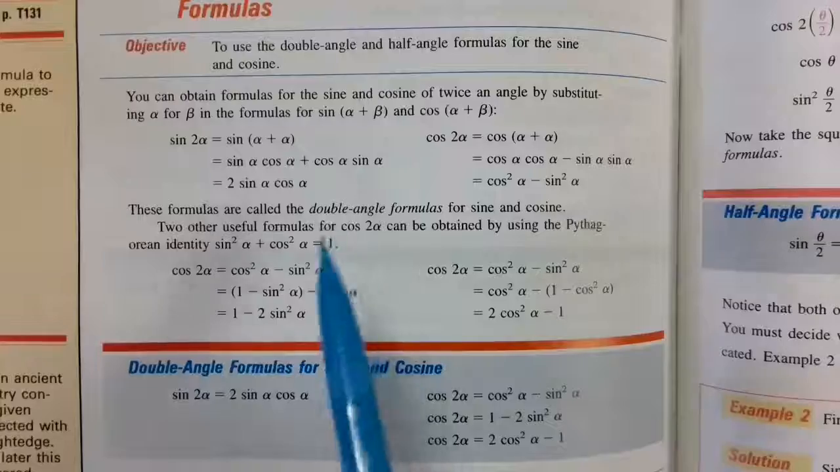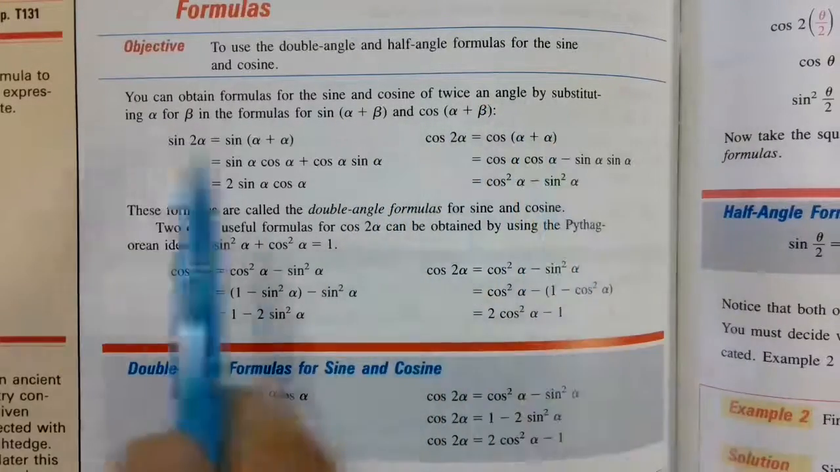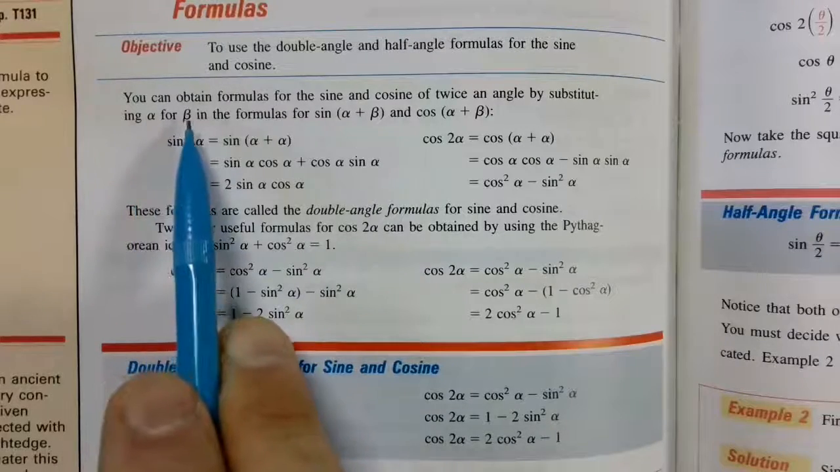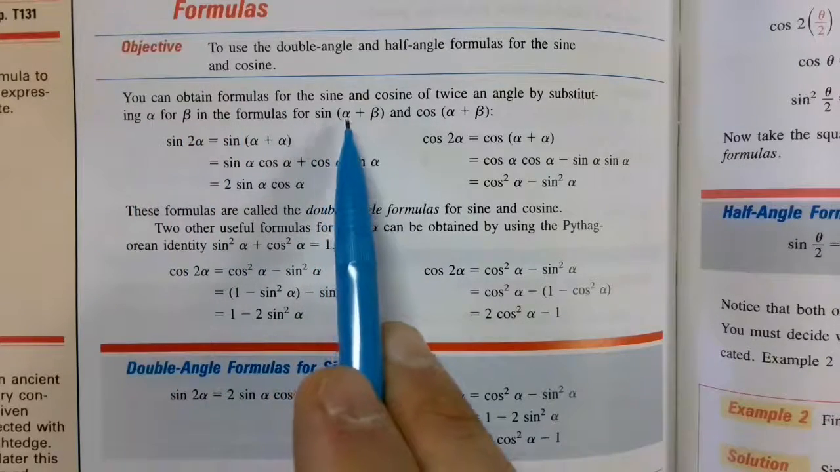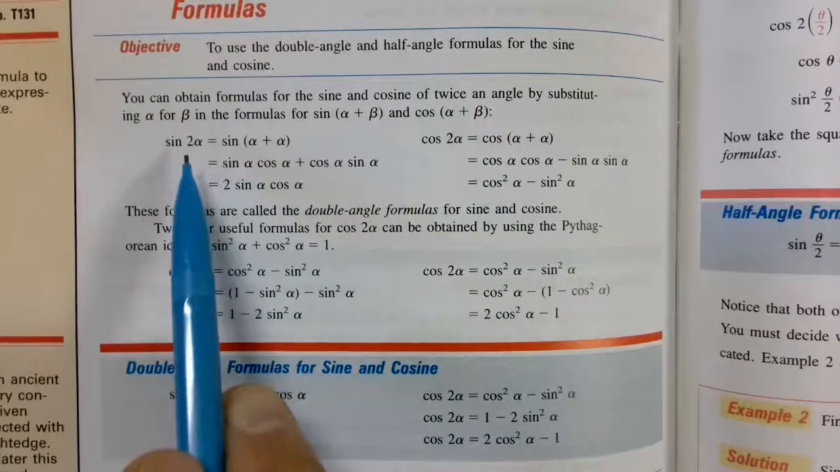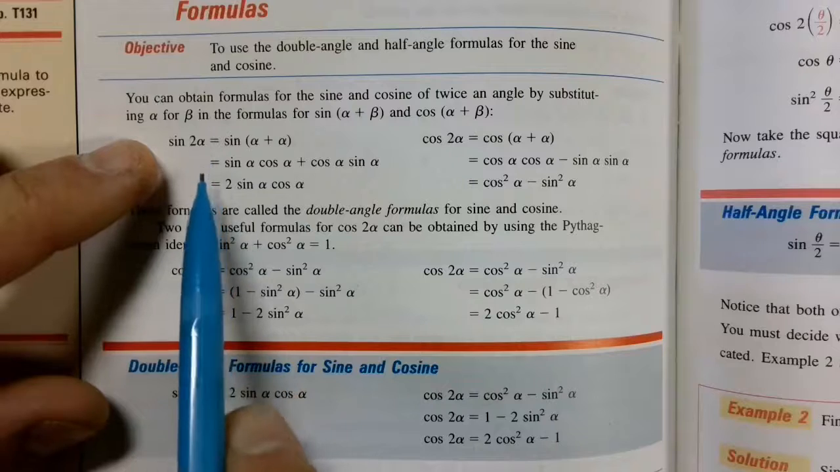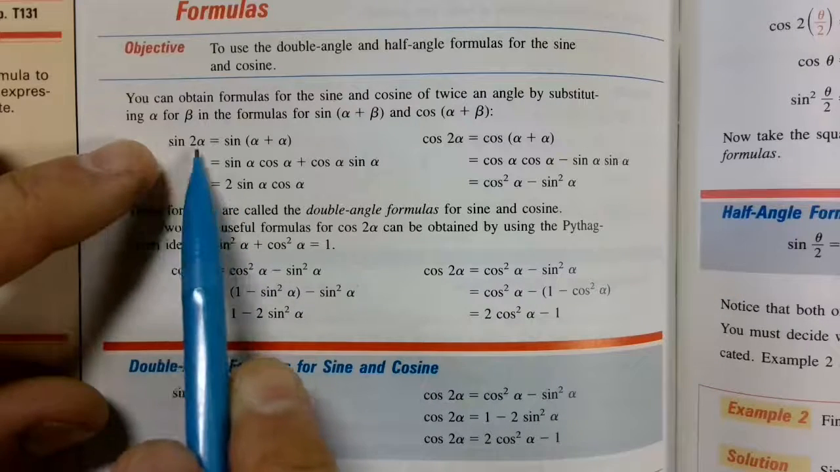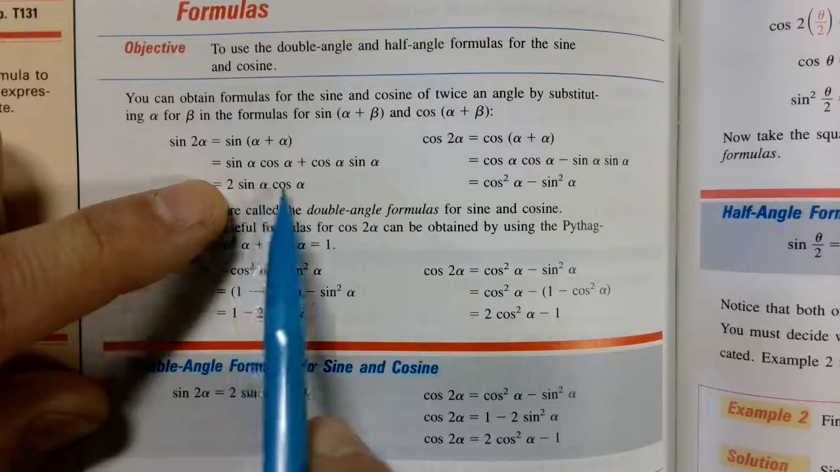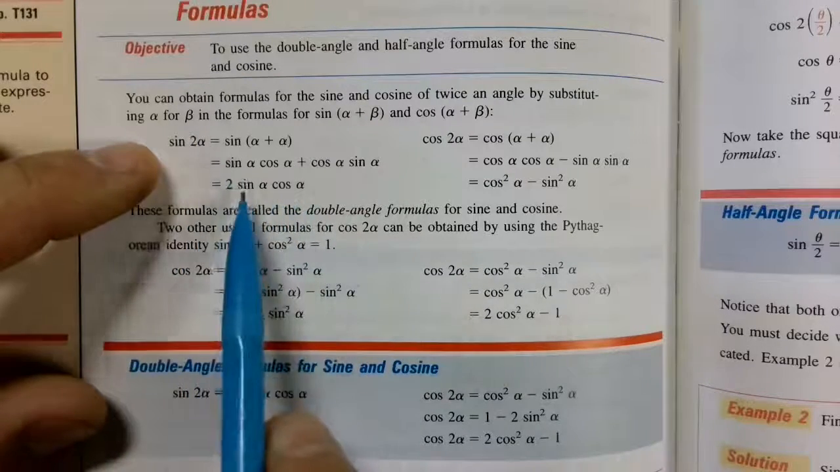Let's read it. It says you can obtain formulas for the sine and cosine of twice an angle by substituting alpha and beta in the formulas for sine of alpha plus beta and cosine of alpha plus beta. So let's look at how they derive this. If you have the sine of twice something, eventually you'll be able to figure out what it equals by knowing the sine and cosine of whatever half of it was. Does that make sense?